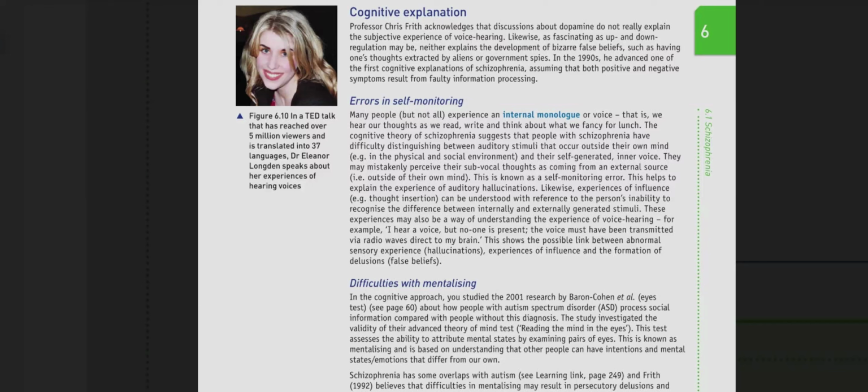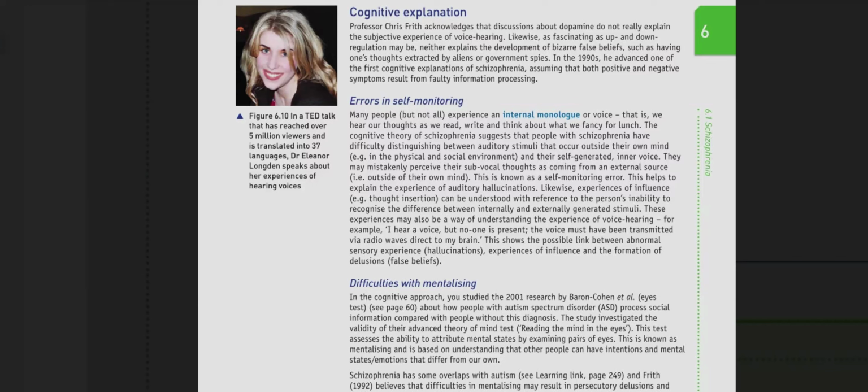Then they're saying, likewise, experiences of influence can be understood with reference to a person's inability to recognize the difference between internally and externally generated stimuli. These experiences may also be a way of understanding the experience of voice hearing. For example, I hear a voice but no one is present. The voice must have been transmitted via radio waves direct to my brain. This shows the possible link between abnormal sensory experience, which is hallucinations, and experiences of influence and formations of delusion.